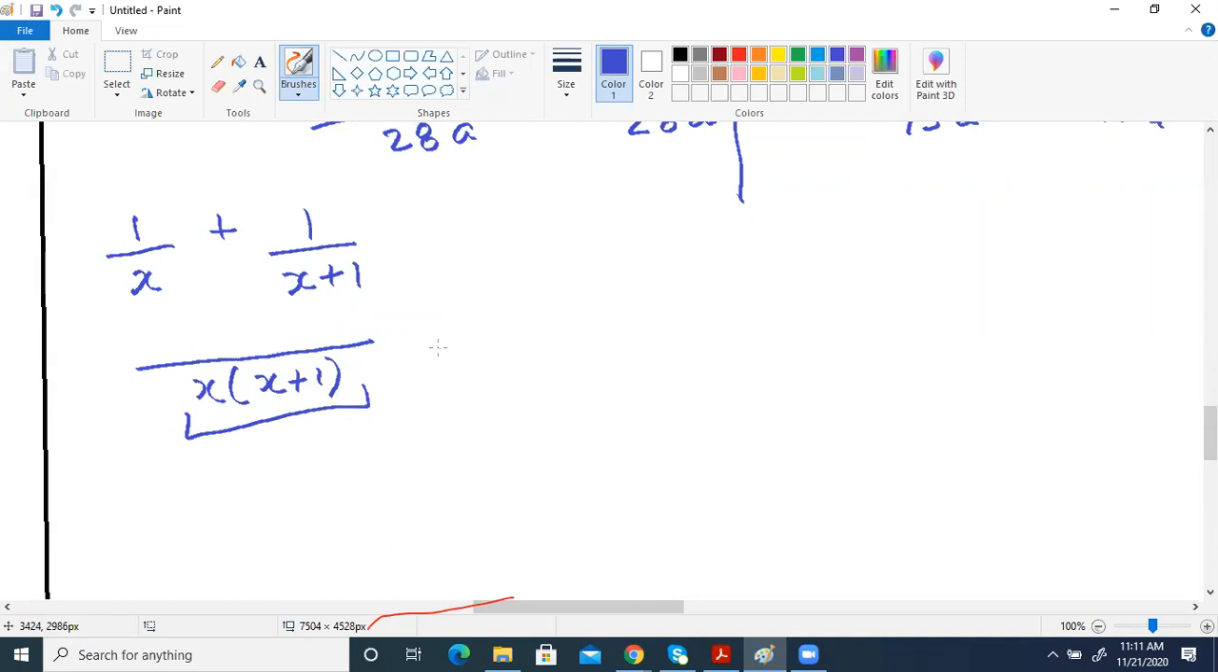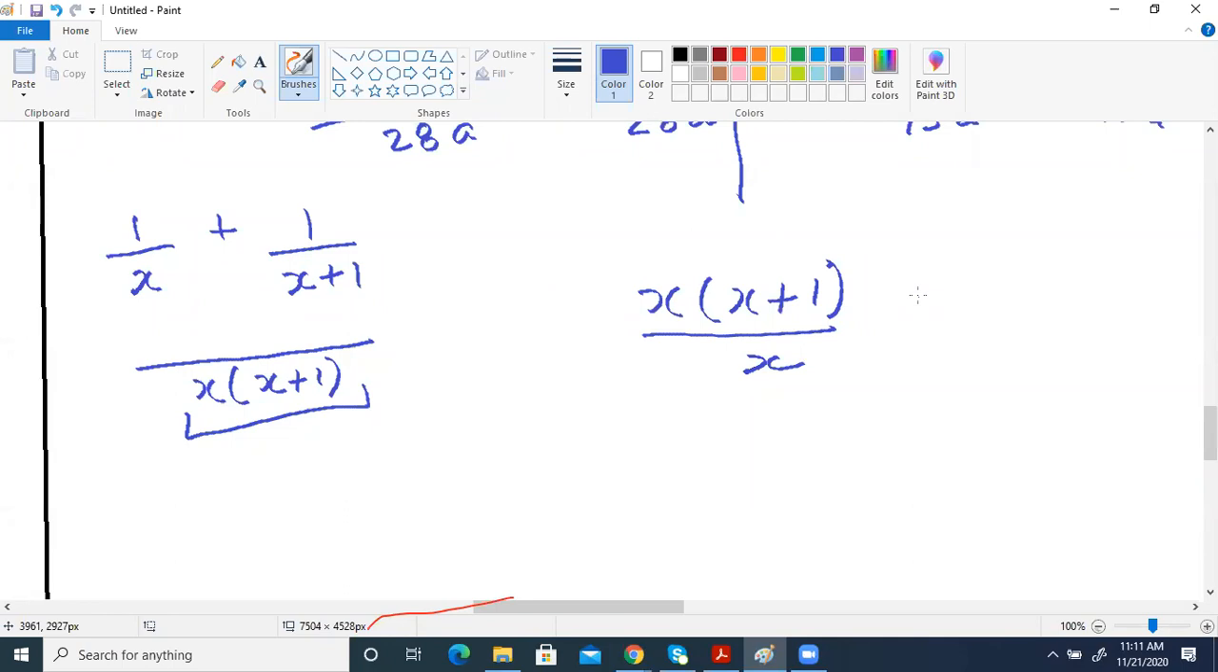Let me see if you guys are thinking. X squared plus x? No, no, no. I say x into this. You are multiplying it out. Don't multiply it. This is all I'm asking. What is the result of this? Oh, x plus 1.